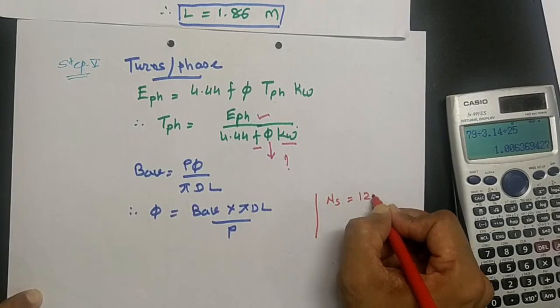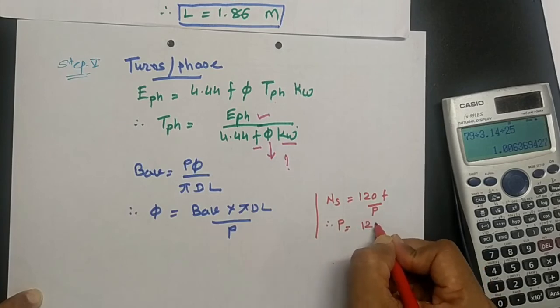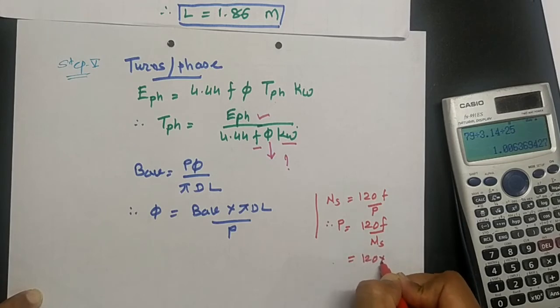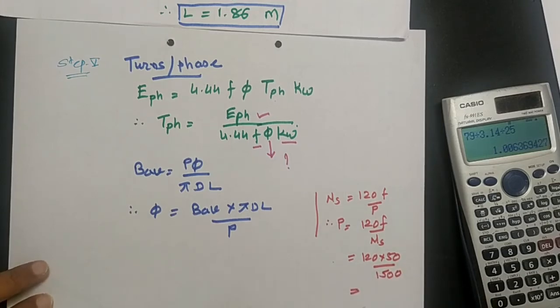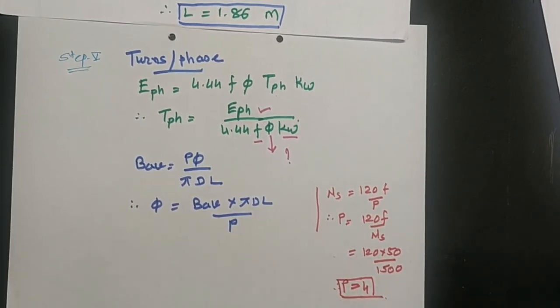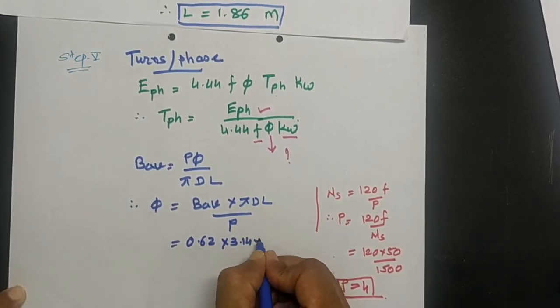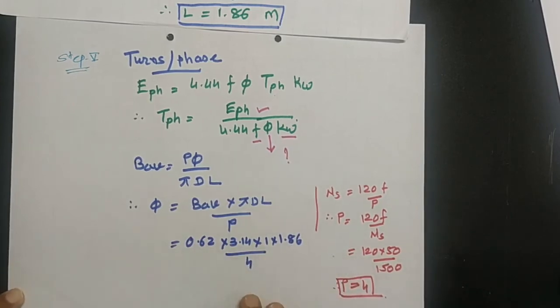So if we substitute all the values and calculate the number of poles, suppose NS is 120 F by P, and therefore P is equal to 120 F by NS. So 120 multiplied by 50 and divided by 1500, therefore P is equal to 4. So we have now all the values.